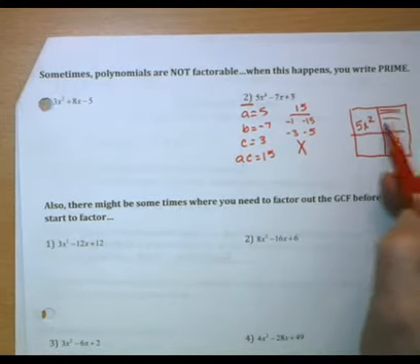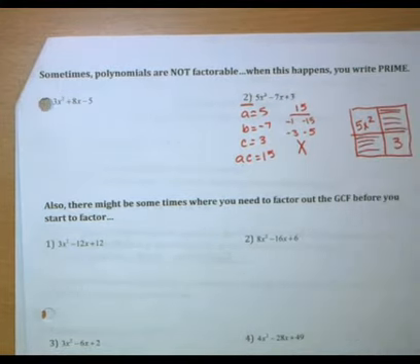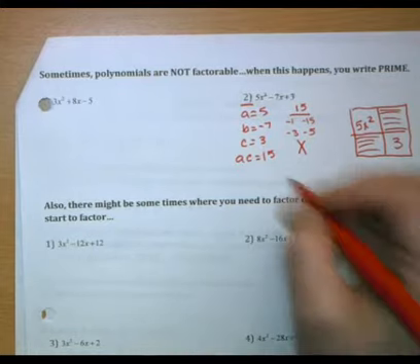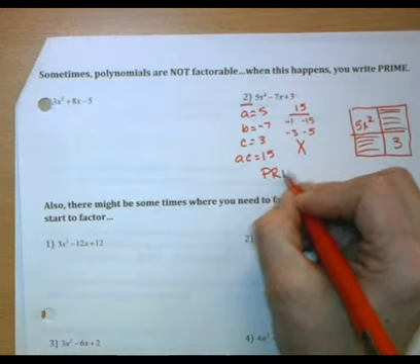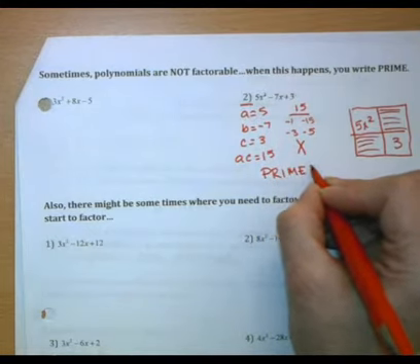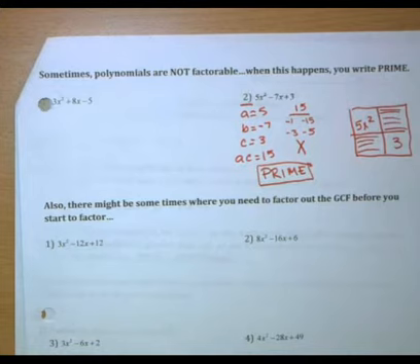So, what that means is there is no way for me to factor this out. If that's truly the case, you're going to write prime as your answer. It's already prime. There's no way to factor it any further.